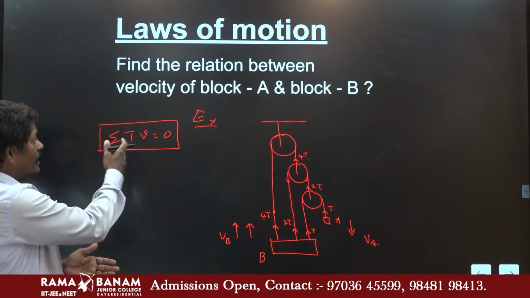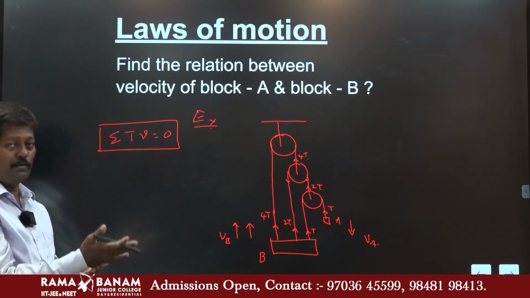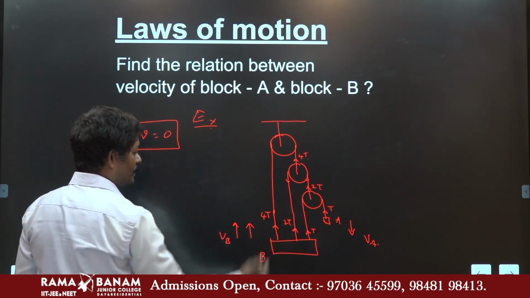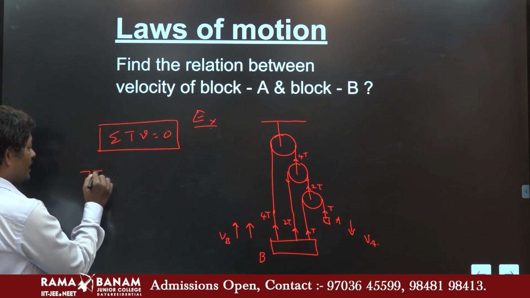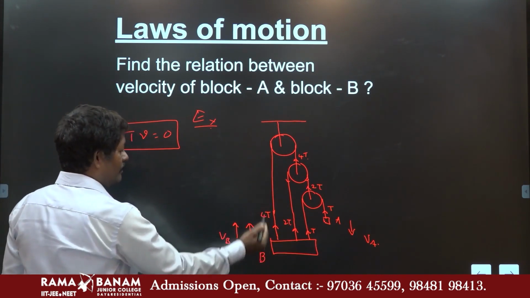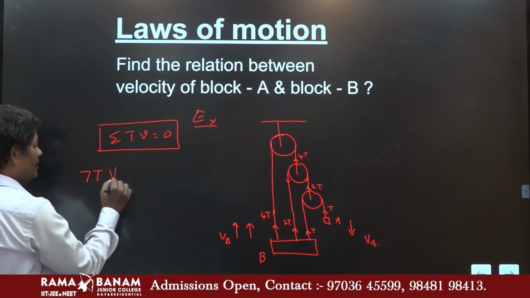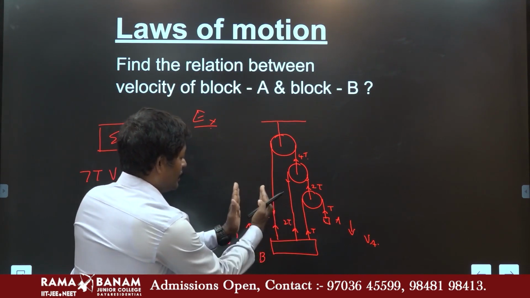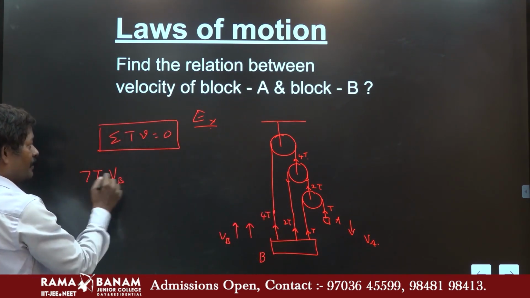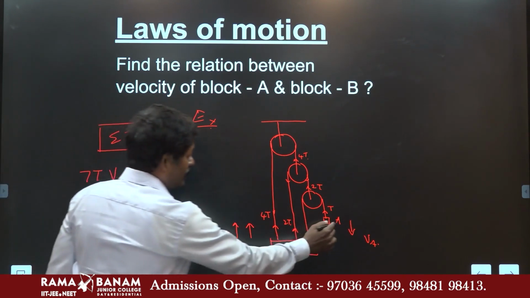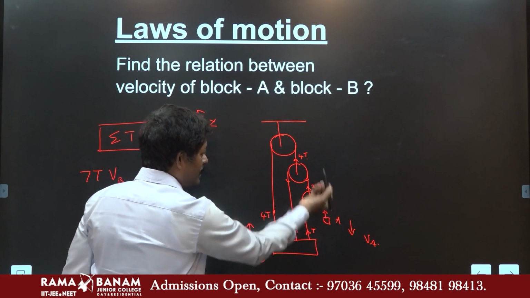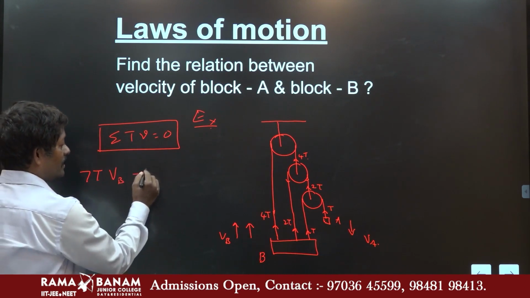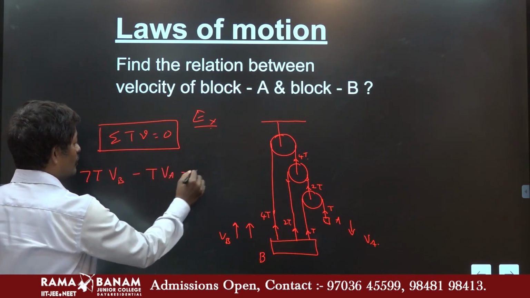So what we take is work done. The work done by the internal forces is 0. So that's the concept we are going to use here. Here 4T plus 2T plus T, 7T is upward. We are assuming that this is going upward, so 7T into VB, the angle between 7T and VB is 0, so cos 0 is 1. Whereas for this, VA is down and tension is upward, so the angle is 180, so minus T into VA equal to 0.